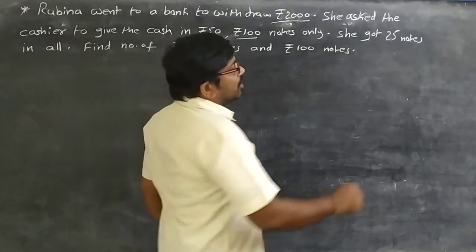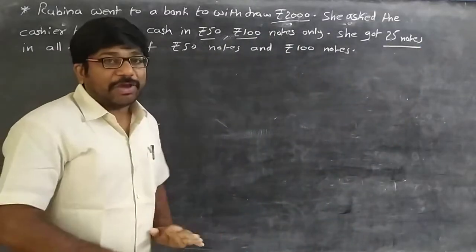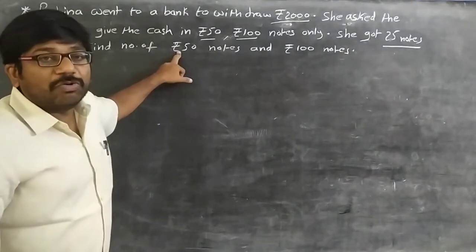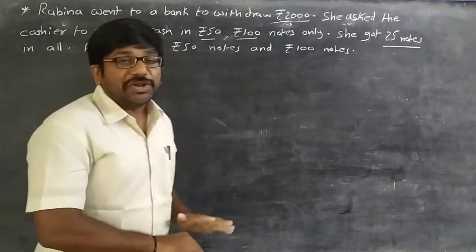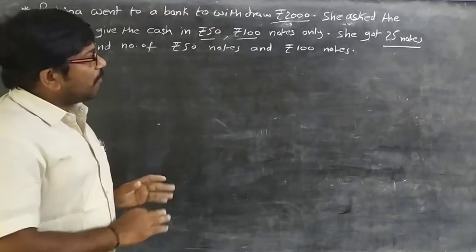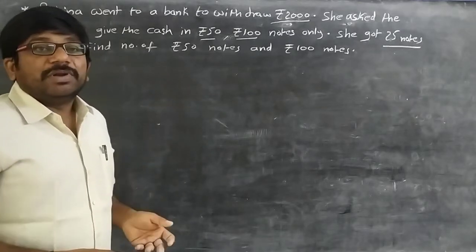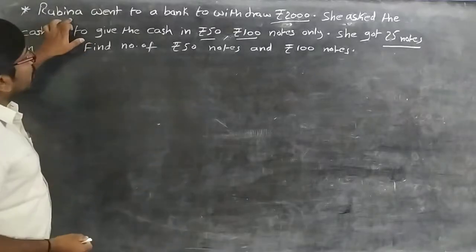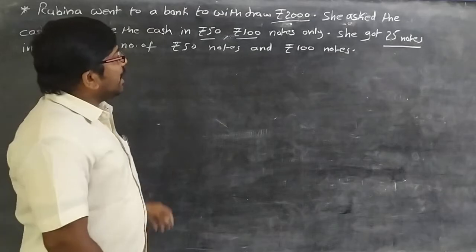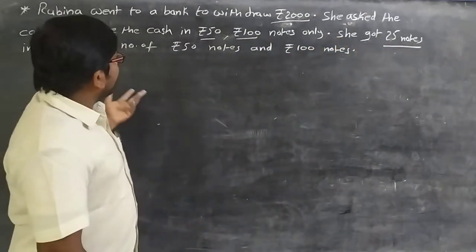She got a total of 25 notes. So the number of total notes is 25. In all, find the number of 50 rupee notes and 100 rupee notes. Here we don't know the number of 50 rupee notes and 100 rupee notes. So from the given data, we have to prepare linear equations. First the total amount, how much? 2000 rupees. And total notes, how many? 25 notes.